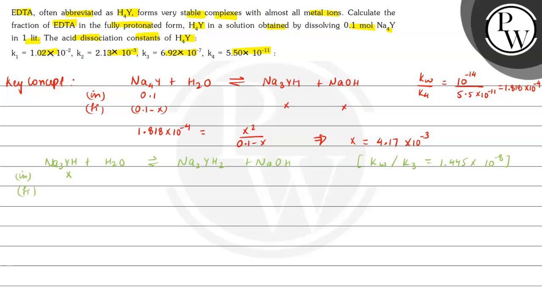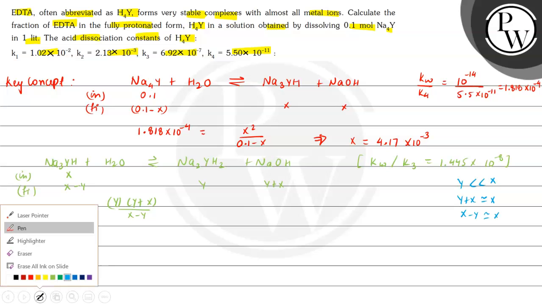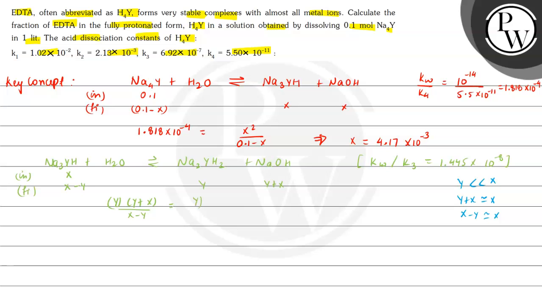So what will the final concentration be in this case? Final will be X minus Y, supposing Y is formed. And NaOH was X, so this will be Y plus X. Here this will be Y multiplied by Y plus X divided by X minus Y. As we know, Y is really less than X, so Y plus X is almost equal to X and X minus Y is also almost equal to X. So this will be equal to Y, and Kw by K3 is equal to 1.445 multiplied by 10 raised to power minus 8.